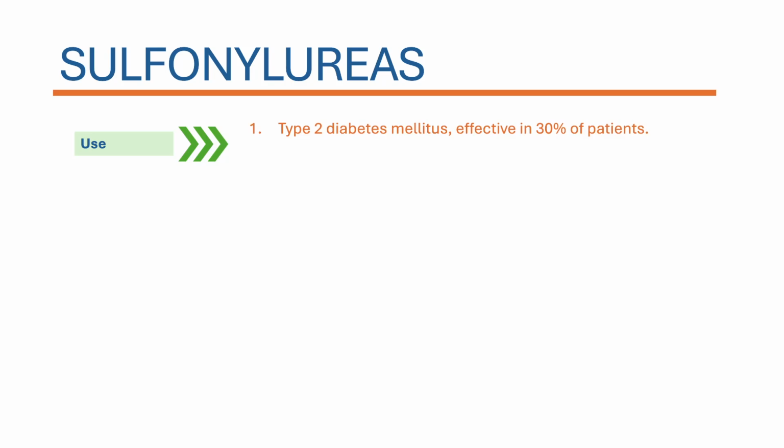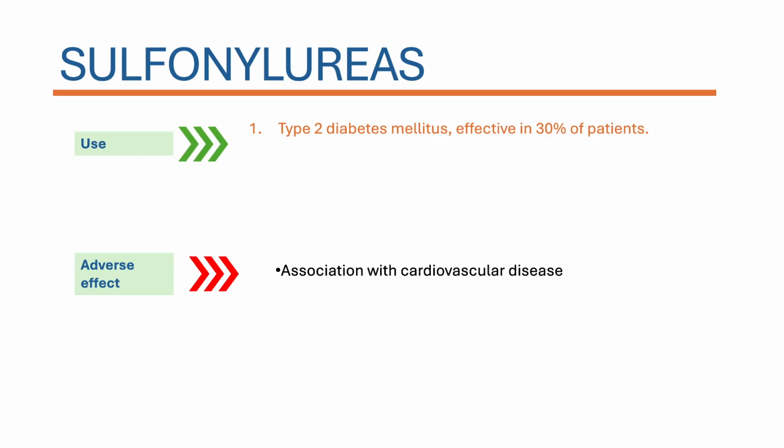The uses of sulfonylureas: being oral hypoglycemic agents, they are used in the treatment of type 2 diabetes mellitus, and have been shown to be effective in 30% of patients. One of the most common drawbacks of using sulfonylureas, and what needs to be kept in mind, is that they are known to cause hypoglycemic episodes very frequently, and they can also cause weight gain as a side effect. Weight gain is the problem which you will encounter.